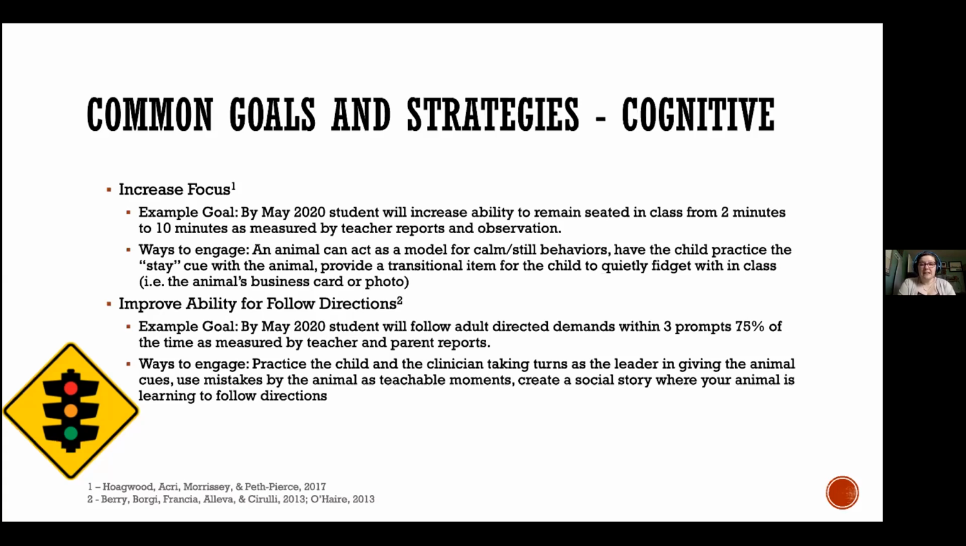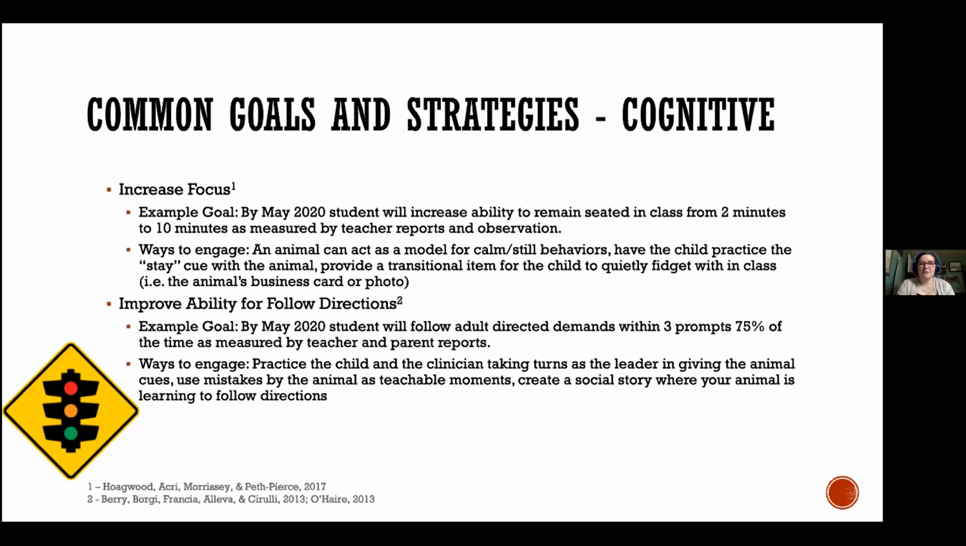Using mistakes that the animal makes as teachable moments. Sometimes not all therapy animals follow every single cue perfectly, and that's okay. Those are actually opportunities to teach a lesson and talk about making mistakes and accepting that.